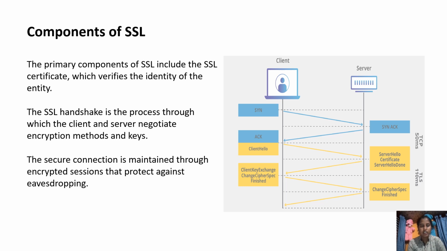Components of Secure Socket Layer. The primary components of Secure Socket Layer include the SSL certificate, which verifies the identity of the entity. The SSL handshake is the process through which the client and server negotiate encryption methods and keys. The secure connection is maintained through encrypted sessions that protect against eavesdropping. In this picture, we can see how the SSL client and server handshake protocol is going on.